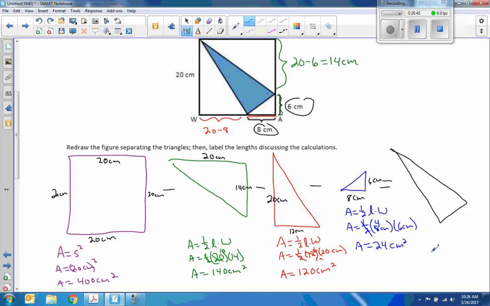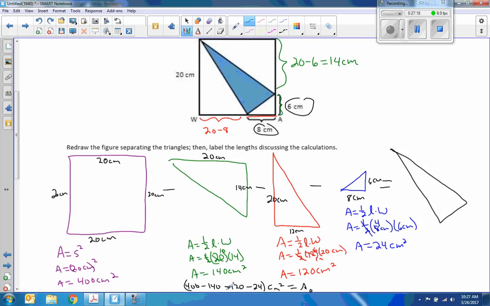Okay, so we now have 400 minus 140 minus 120 minus 24 centimeters squared equals our area. Not total area. Our area of our triangle. This here.